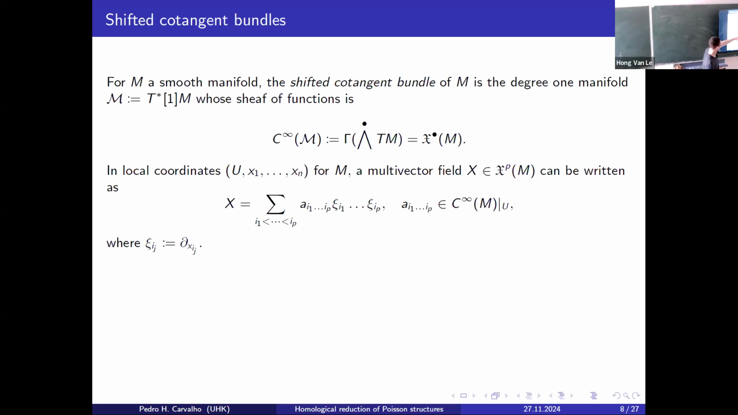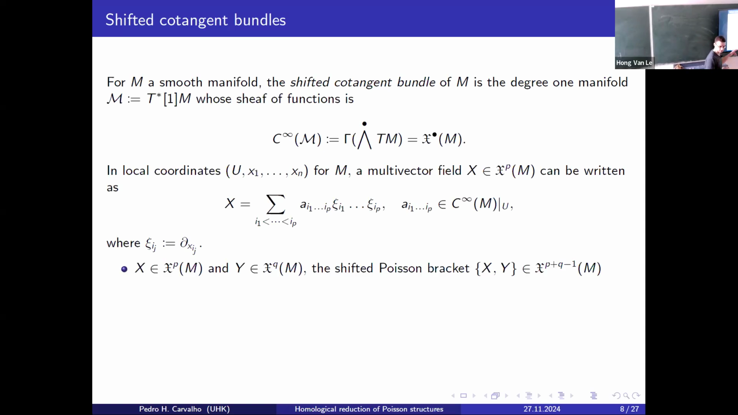I have a smooth manifold. The shifted cotangent bundle, for me, is the graded manifold whose algebra of functions is given by the algebra of multivector fields. In local coordinates you have generators that anti-commute, and you have a Poisson bracket of degree -1. When you take two multivectors of degree p and q and take the Poisson bracket, it lowers the degree by 1.